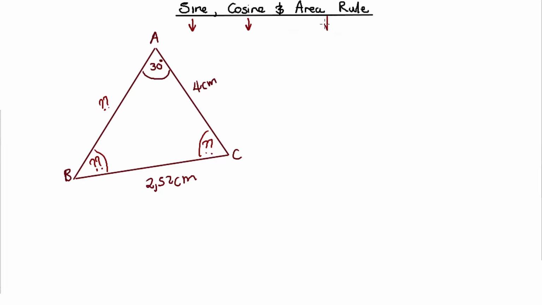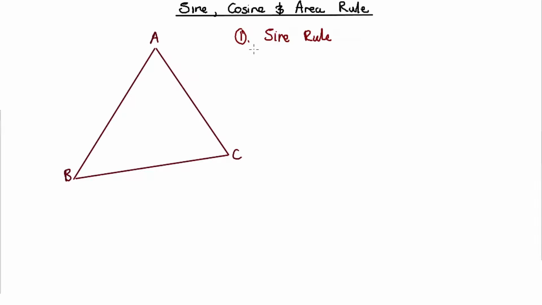The area rule is a rule or a formula that can be used for finding the area of any triangle, provided you are given 2 sides and 1 angle, right? So let's take it one step at a time. We're going to address these unknowns, but for now let us talk about the first rule in question. We're going to discuss the sine rule.